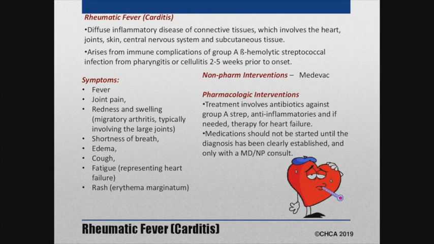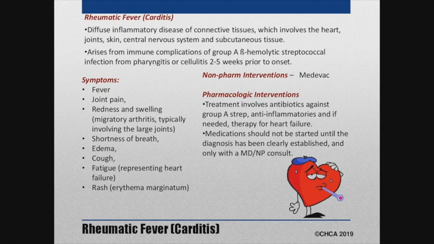For example, rheumatic fever. Rheumatic fever is an inflammatory disease of the connective tissues, which involves the heart, joints, skin, nervous system, and subcutaneous tissues. It arises from the immune complications of a beta hemolytic streptococcal infection, generally from pharyngitis or cellulitis 2 to 5 weeks prior to the onset. The symptoms are usually pretty significant: fever, joint pain, redness, swelling, shortness of breath, edema, cough, fatigue, and they can even have a rash at a delayed time.